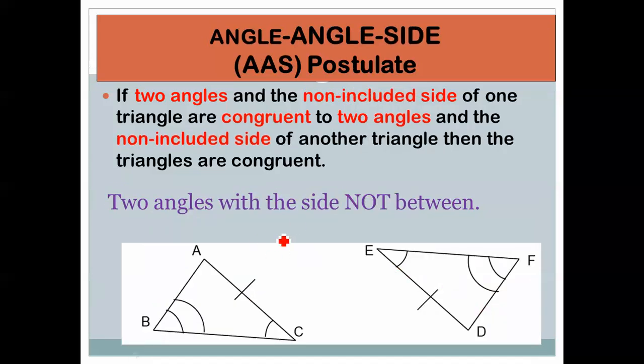Angle, angle, side has the angle bonded to another angle, which is bonded to the side. So we have an angle which is bonded to another angle, which is then bonded to this side. So the side's not in the middle of the angles like it is with angle, side, angle. So here's our angle that's bonded to another angle that's bonded to our side. So we start here, we have an angle, side, angle, angle, side.